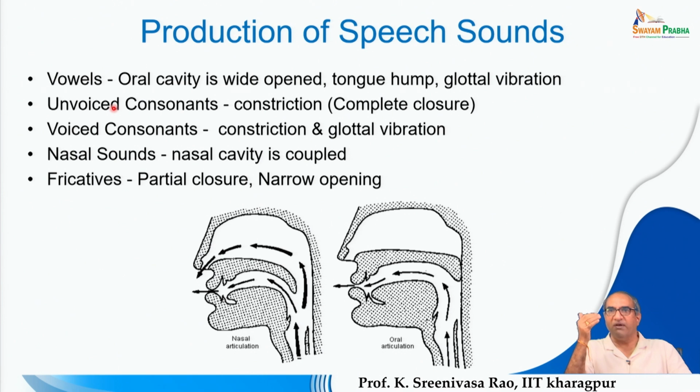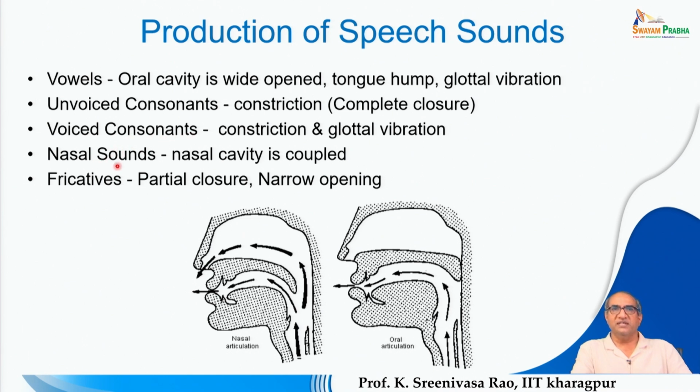Whereas the distinction between unvoiced and voiced is that both have the same type of constriction along different places in the oral cavity, like ka, cha, ta, pa, and ga, ja, da, ba. For both of them the constrictions are at the same places, but the difference is that in the case of ga, ja, da, ba, you have a vocal excitation also; the vocal folds vibrate during the constriction. Whereas in the case of ka, cha, ta, pa, the vocal folds do not vibrate at all, they remain open. So that is the difference between the voiced and the unvoiced consonants.